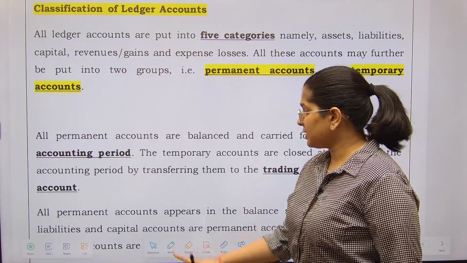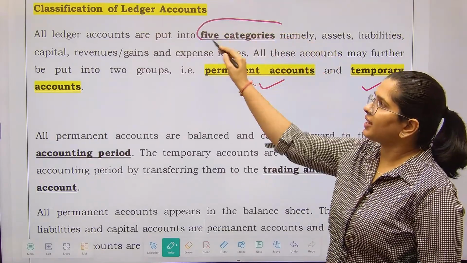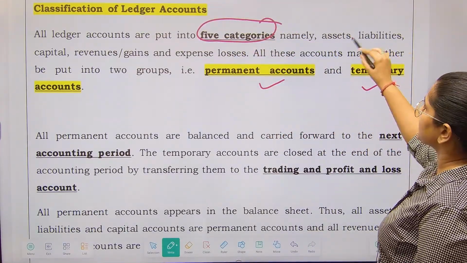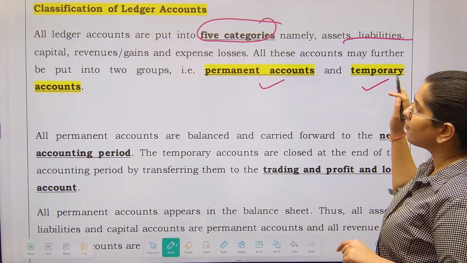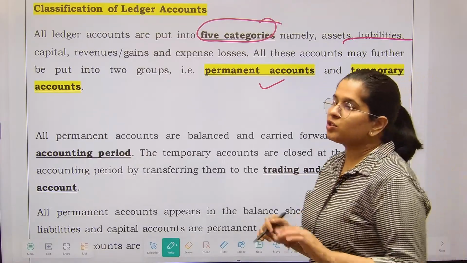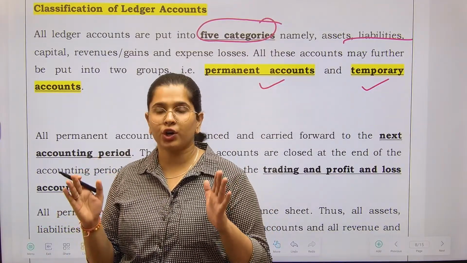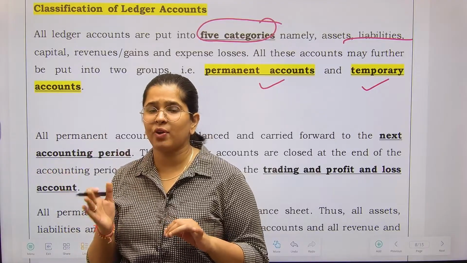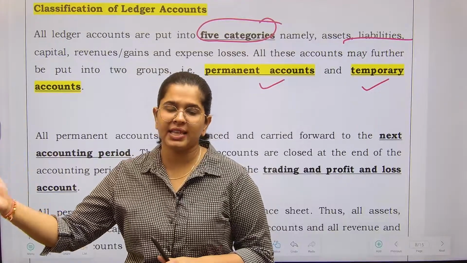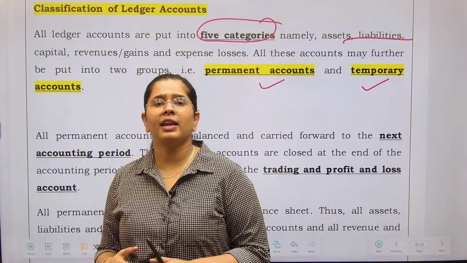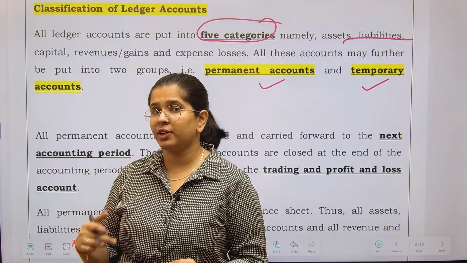So ledger accounts are classified into two types, permanent and temporary. We have seen the 5 categories: capital, revenue, expenses, assets, liabilities, etc. They can be further divided into 2 categories, one is permanent, one is temporary. For example, salary. All the salaries for the current year of 2023 are going to be recorded in the salary account, and then the balance will be transferred to the P&L account, and in the next year I am going to open a fresh salary account. That is why I call it temporary, because the balance of the salary account is not transferred to the next year.